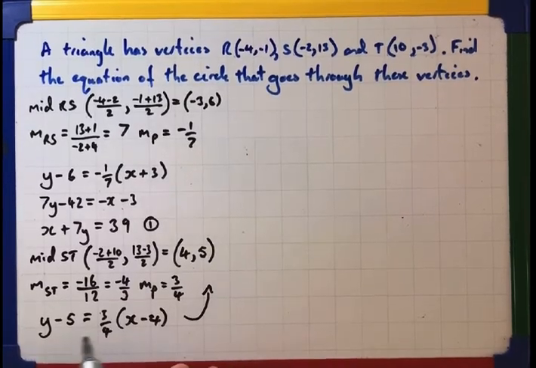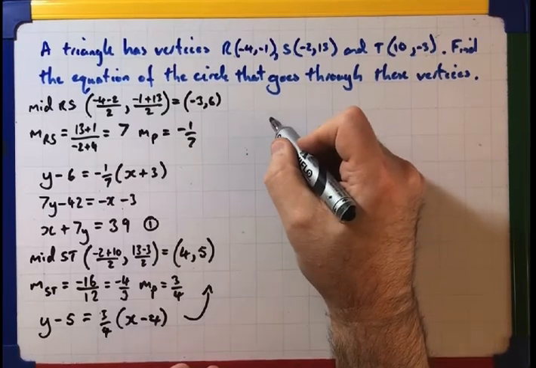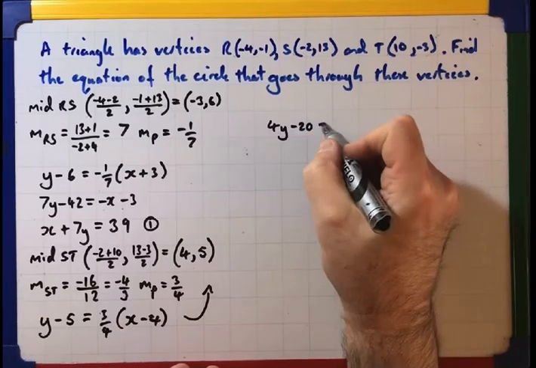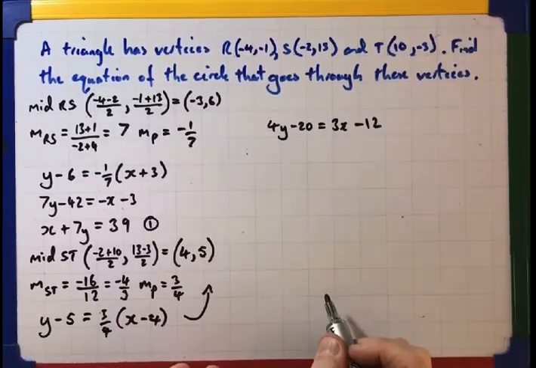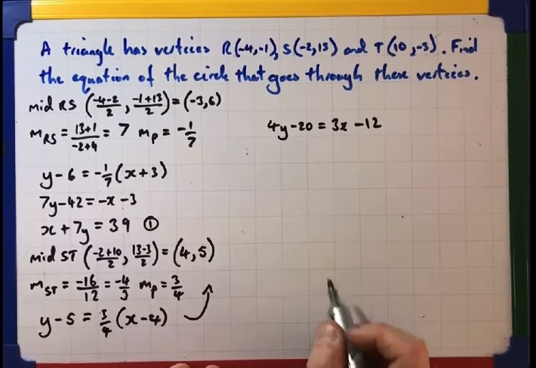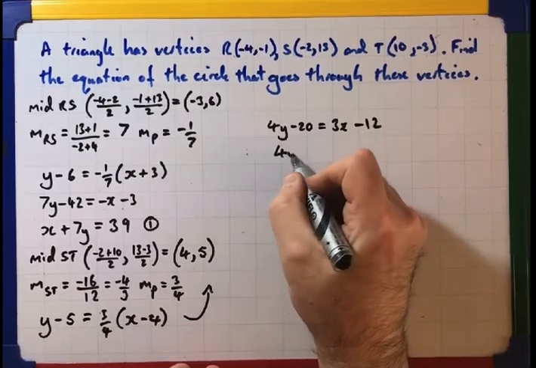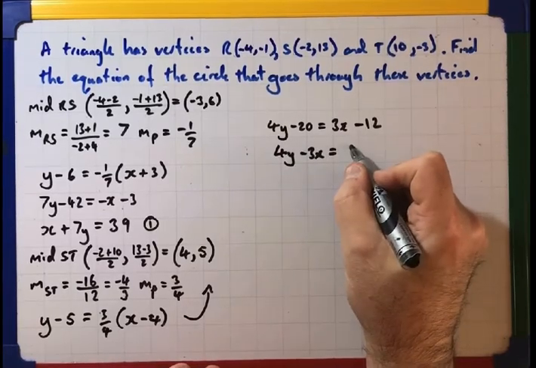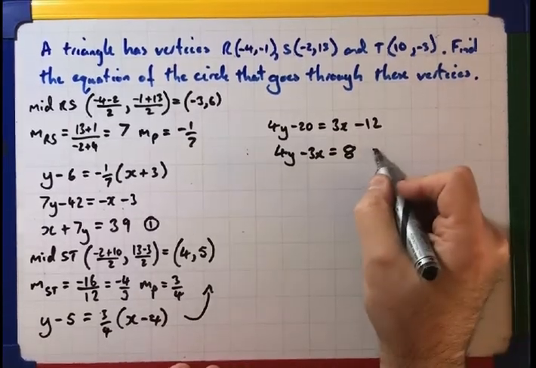Right, so we need to tidy this up a bit. Multiply by 4 first of all, and you will have 4y minus 20 equals 3x minus 12. Okay? Take everything to one side, and you've got 4y minus 3x equals 8. Okay, that's our second equation.